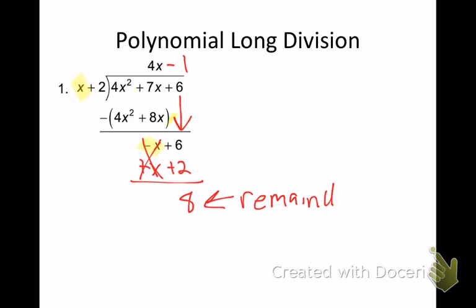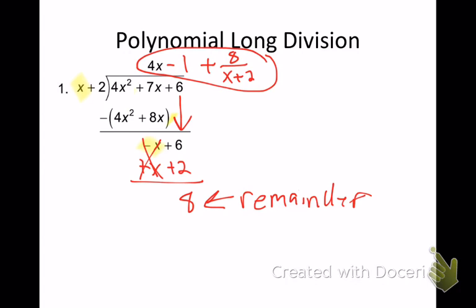Now go over your original equation, which is x plus 2. So I'm going to say 4x minus 1 plus 8 over x plus 2. So that'll be your answer right there. And we are dividing.